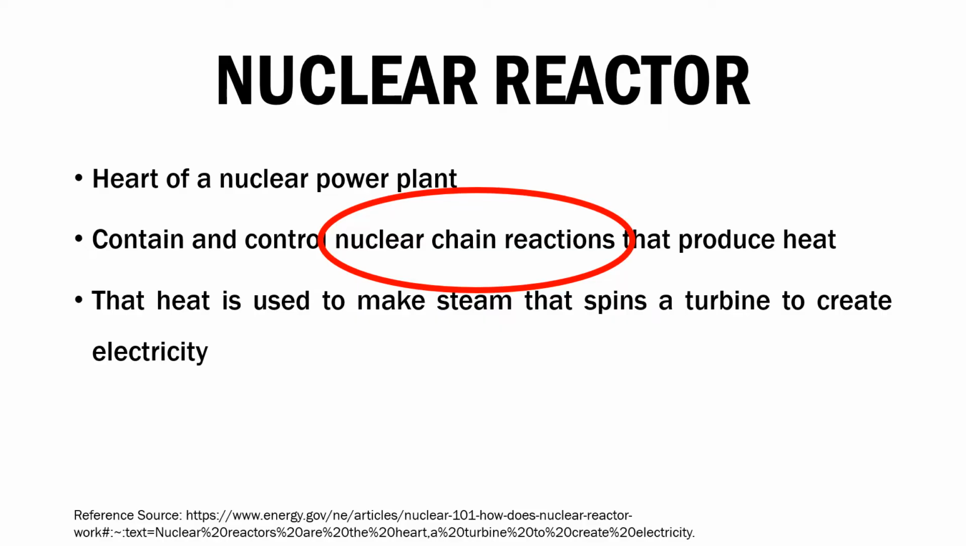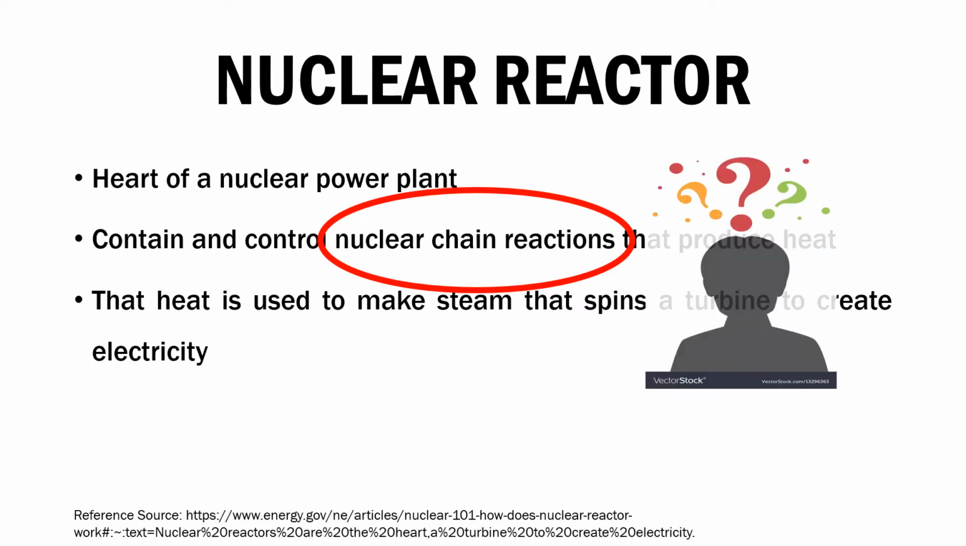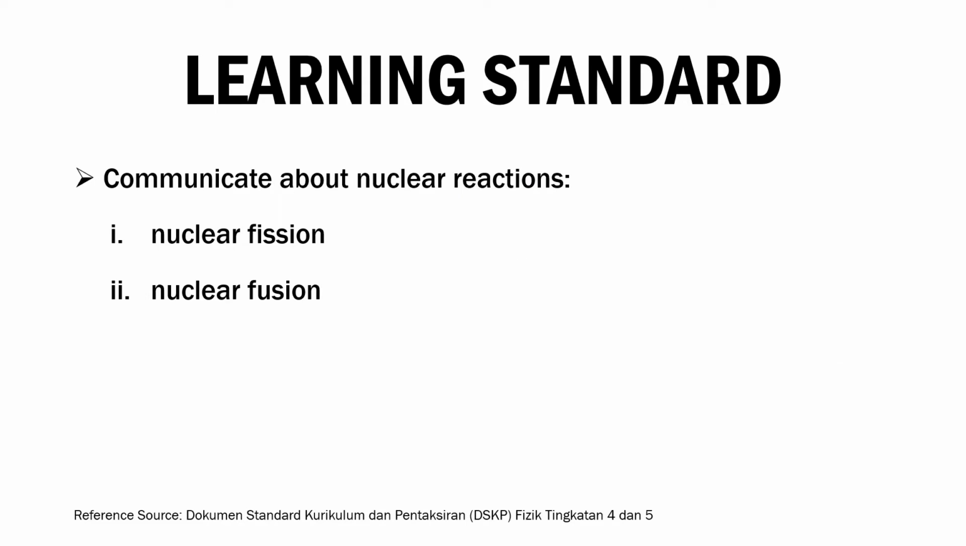Do you remember that I mentioned that reactions happen inside a nuclear reactor? So what is the reaction that needs to be controlled? What is the meaning of nuclear chain reactions? These have led us to our first learning outcome: communicate about nuclear reactions, including nuclear fission and nuclear fusion.